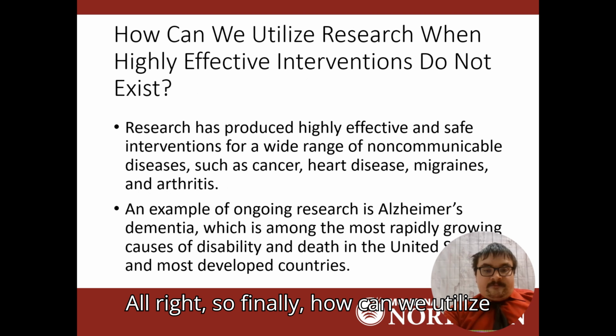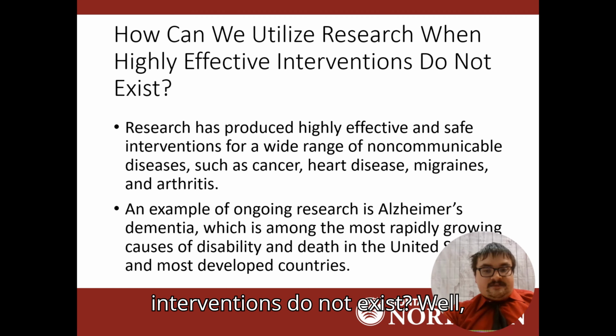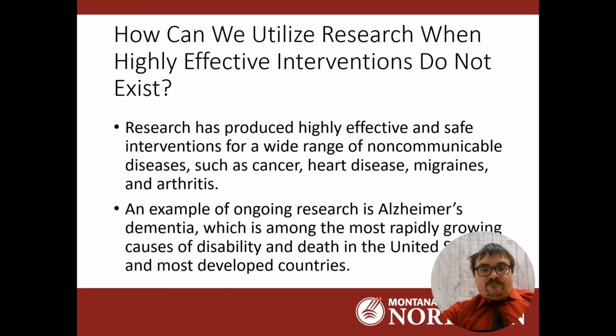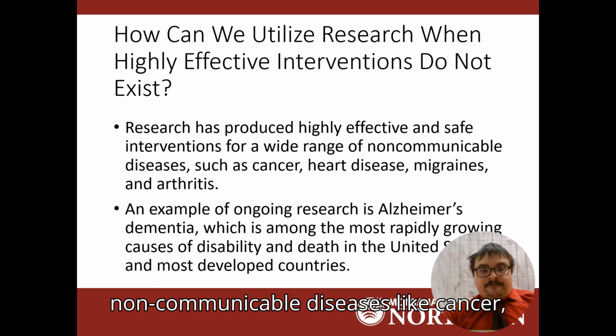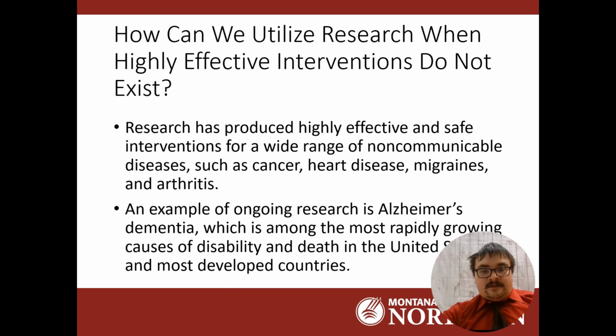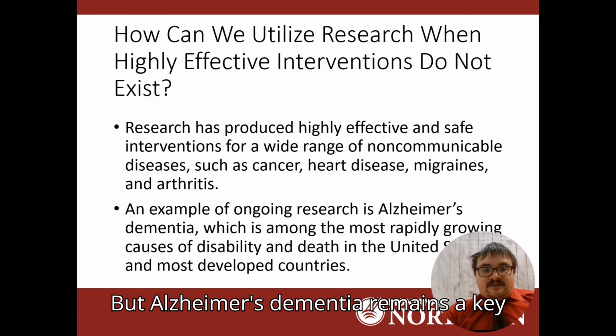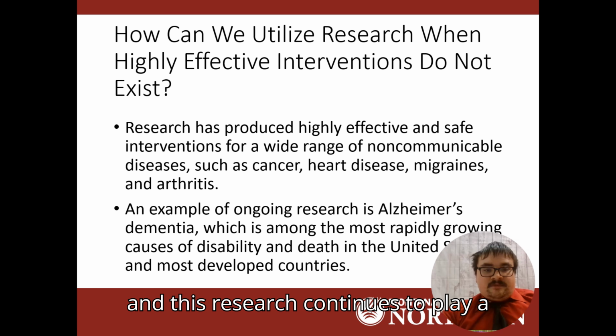All right, so finally, how can we utilize research when highly effective interventions do not exist? Well, research has already led to highly effective interventions for many non-communicable diseases like cancer, heart disease, migraines, and arthritis. But Alzheimer's dementia remains a key example where ongoing research persists, and this research continues to play a crucial role in health needs.